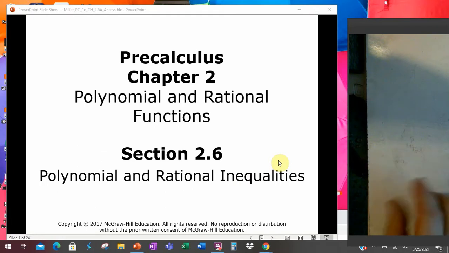When we have equalities, we usually have only certain points that make the equality work. With inequalities, we'll have a whole set of solutions. So we're going to have to write intervals for these solutions, and I'll show you what those are. Okay.